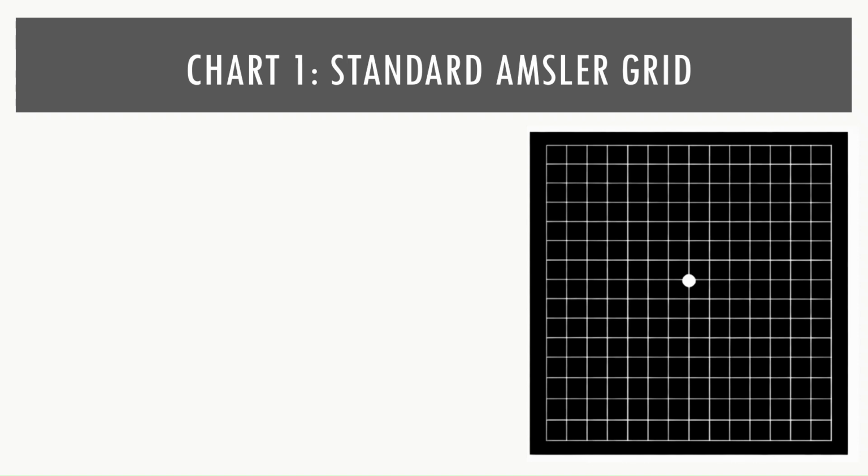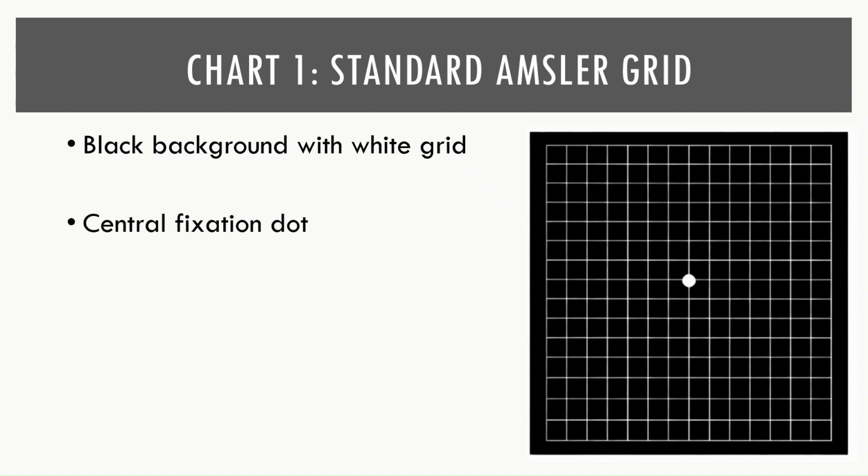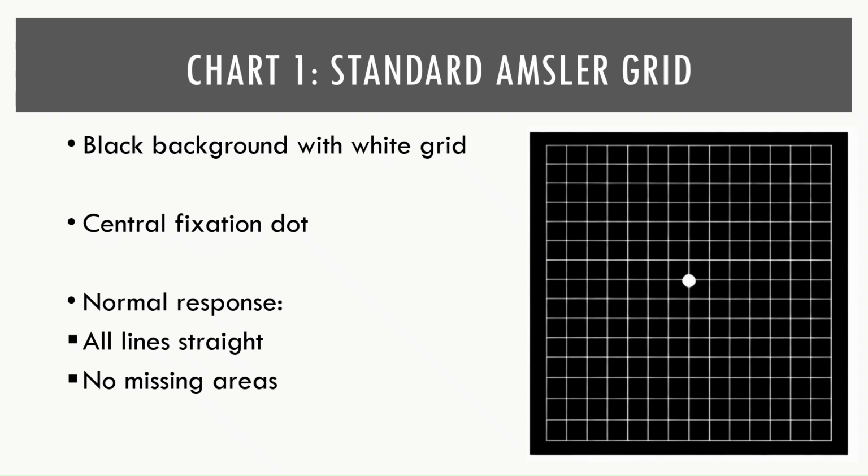The standard Amsler Grid has a black background with white grid and a central fixation dot. In a normal response, the patient fixates on the central dot and reports that all lines are straight and continuous with no missing areas.